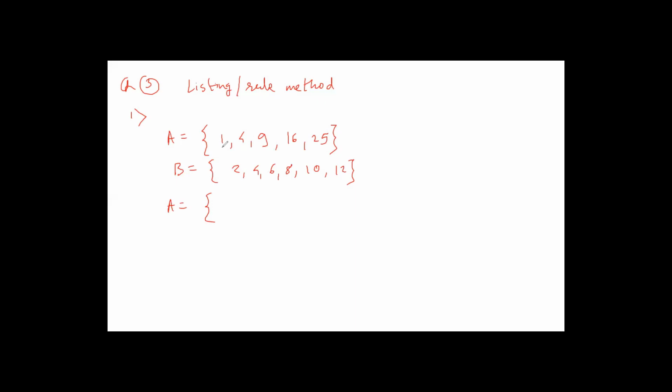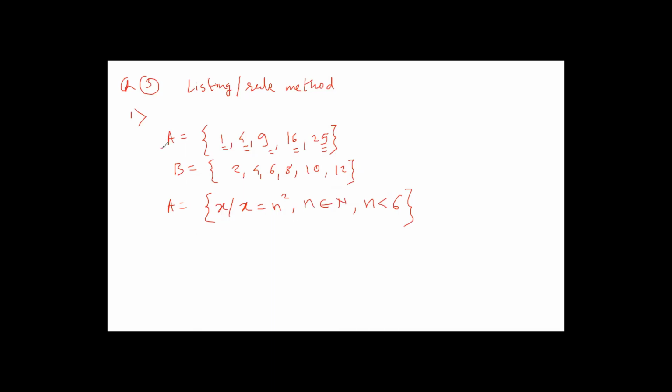You can see here 1, 4, 9, 16, 25. All these are square numbers. So we are going to write here the set of elements x such that x equals n squared and n belongs to N and n is less than 6. You can see here this is the square of 1, square of 2, square of 3, square of 4, square of 5. These are all natural numbers. Therefore small n belongs to N and this n is less than 6, which means all these squares are of numbers less than 6.